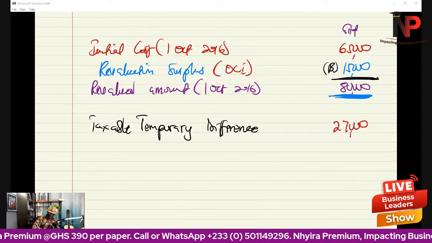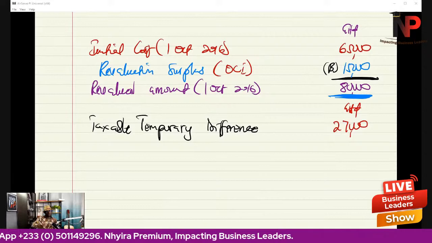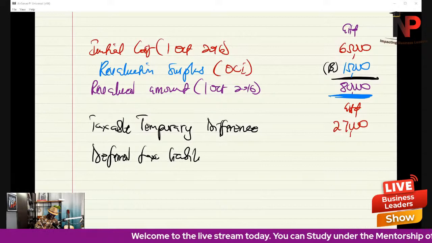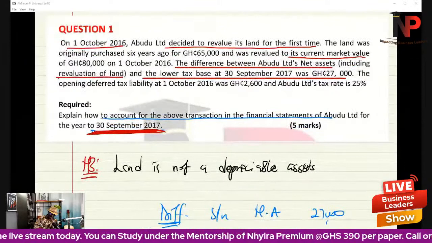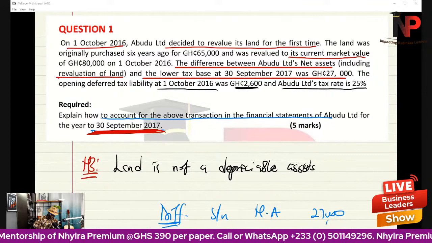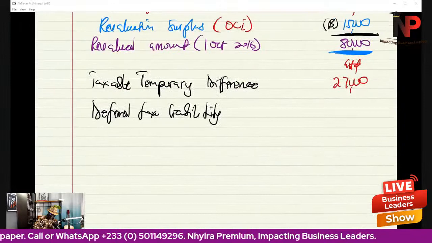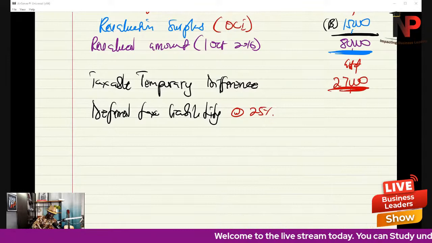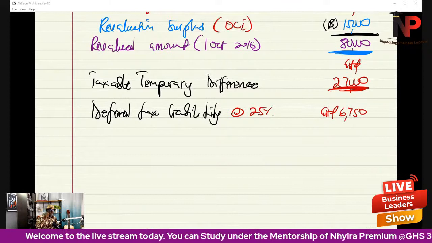So once we have a taxable temporary difference, it results in a deferred tax liability. So the deferred tax liability at the end of the year: the opening deferred tax liability at 1st October was 2,600, and Abudu's tax rate is 25%. So we do 27,000 at 25%, and that is 6,750 Ghana cedis.